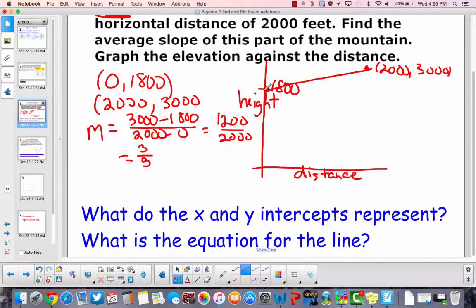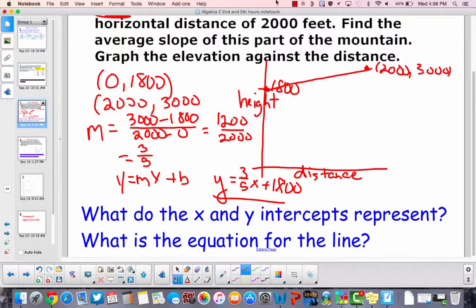But what does this y-intercept represent? It represents our starting height, because our horizontal distance is 0, our vertical distance is 1,800, and so that y-intercept represents our vertical distance. What is the equation for the line? Well, remember that's y equals mx plus b, but b is our y-intercept, and what is our y-intercept here? It's 1,800, and what's our slope? 3/5. So y equals 3/5 x plus 1,800 is our equation of the line.